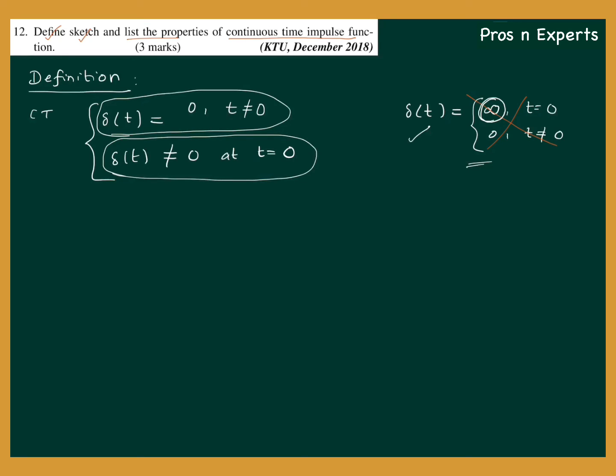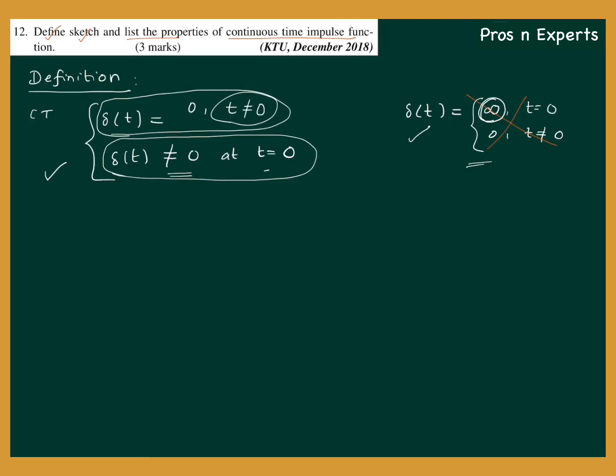The actual definition for an impulse signal is this: del of t is equal to 0 for all values where t is not equal to 0, whereas del of t is not equal to 0 at t equal to 0. You have to assume it, imagine it. You cannot say what is at t equal to 0. It is a very big amplitude. It is an impulse, right? Very big amplitude.